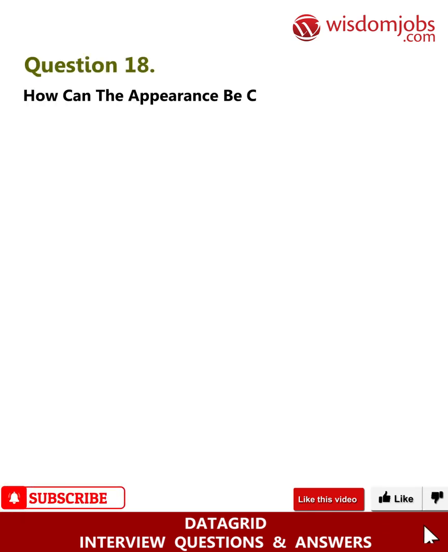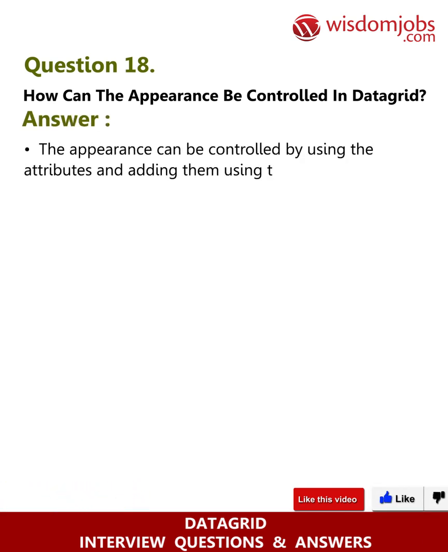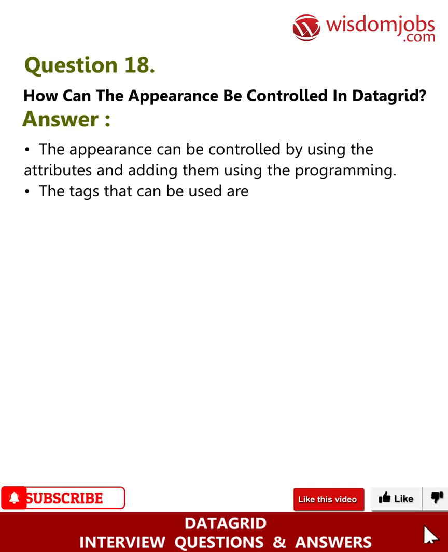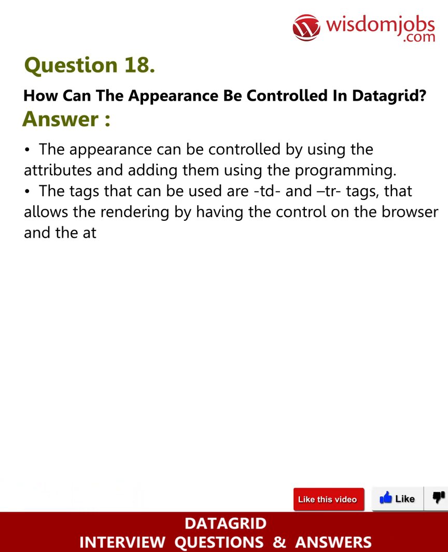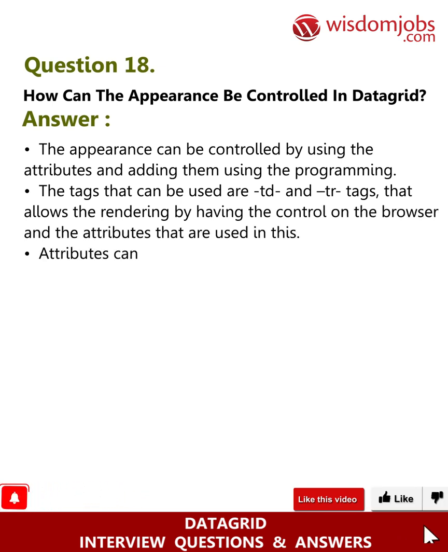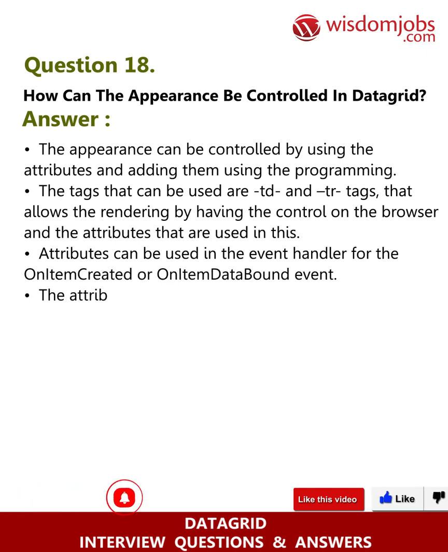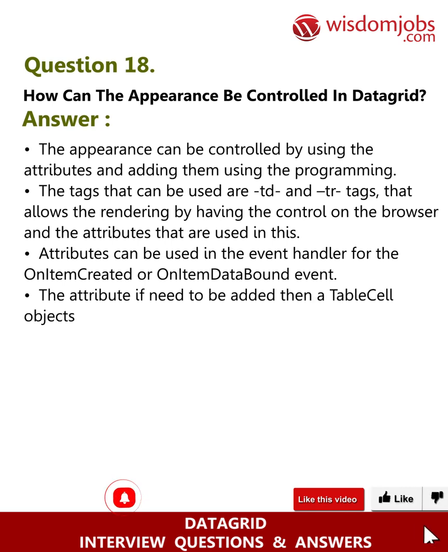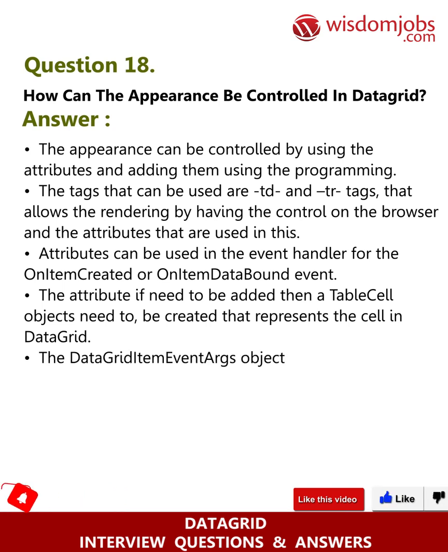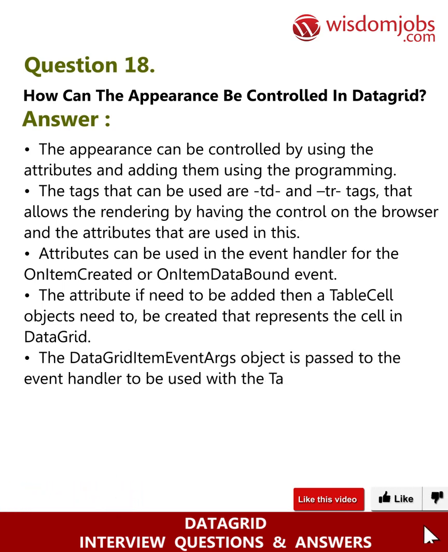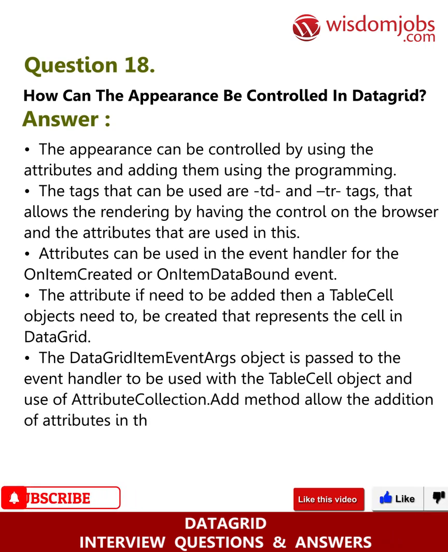Question 18. How can the appearance be controlled in DataGrid? Answer. The appearance can be controlled by using the attributes and adding them using the programming. The tags that can be used are td and tr tags that allow the rendering by having the control on the browser, and the attributes that are used in this. Attributes can be used in the event handler for the OnItemCreated or OnItemDataBound event. If an attribute needs to be added, then a table cell object needs to be created that represents the cell in DataGrid. The DataGridItemEventArgs object is passed to the event handler to be used with the table cell object, and use of the Attributes.Add method allows the addition of attributes in the tags.